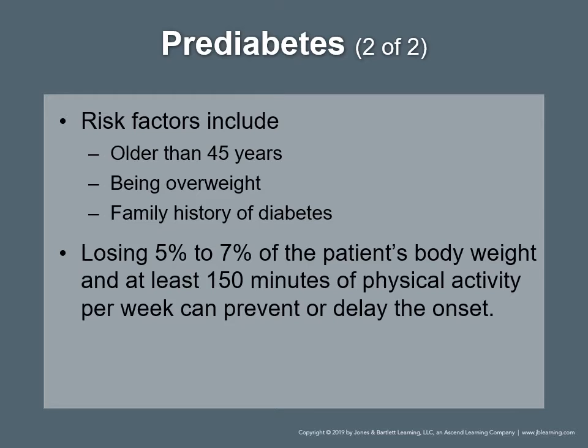Risk factors include the following characteristics: older than 45 years, being overweight, a family history of diabetes, being of African American, Hispanic, Latino, American Indian, Pacific Islander, and some Asian American racial or ethnic backgrounds. Gestational diabetes, or having given birth to a baby who weighed more than 9 pounds, which is 4 kilograms. Being physically active fewer than 3 times per week. Losing 5% to 7% of the patient's body weight and getting at least 150 minutes of physical activity per week can prevent or delay the onset of type 2 diabetes.